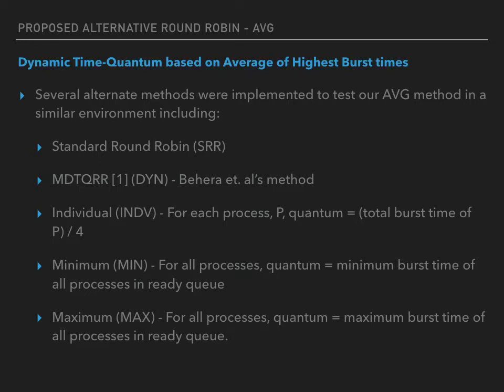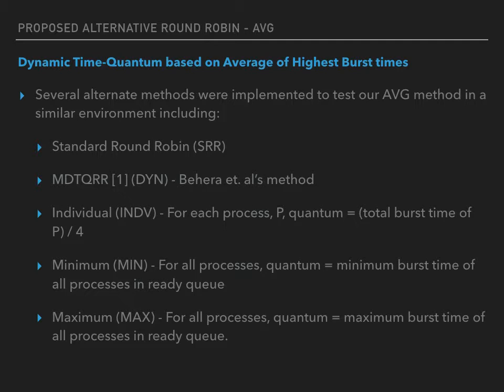A little bit more on our average method. In terms of the implementation, we implemented several alternate methods to compare how well our average method was doing. We implemented a standard round robin, which is denoted by SRR. Behera's method is denoted by DYN, which stands for dynamic.